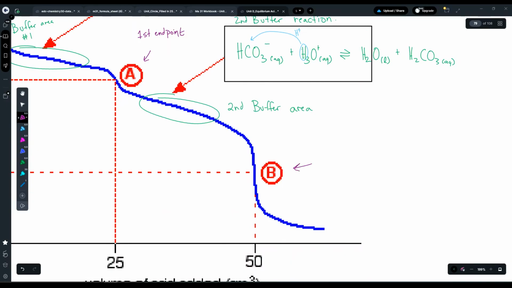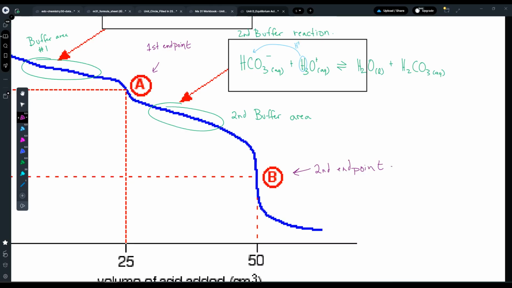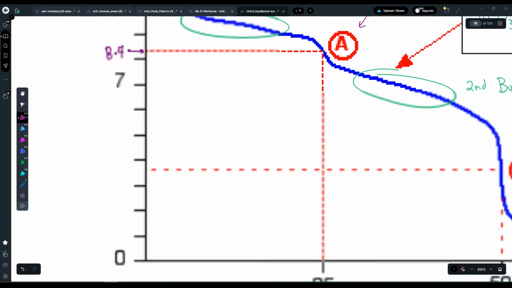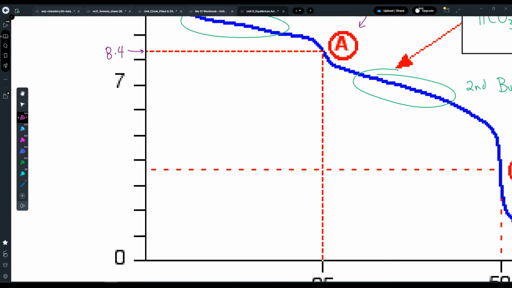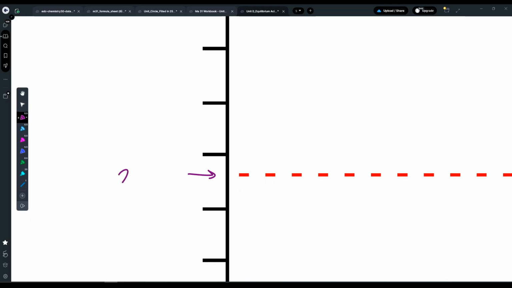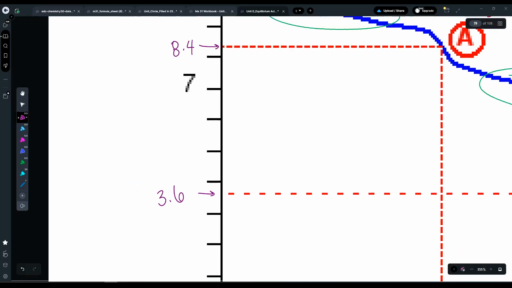So point B is going to be our second endpoint. That looks like it's at a pH of 1, 2, 3, so a little bit above halfway between a pH of 3 and 4. So I'm going to say that's happening at a pH of 3.6.